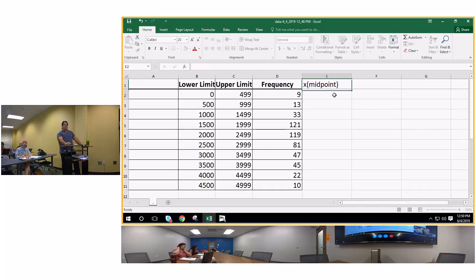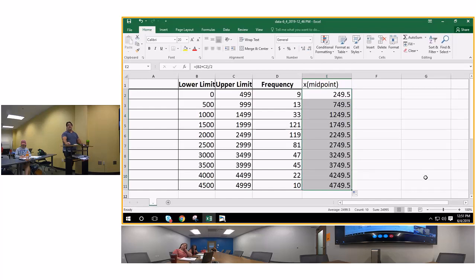All right, so I need to find the midpoint of this class right here, 0 to 499. So what am I going to do? How do you find the mid-range or the midpoint? You take the lower class limit and add it to the upper class limit, and divide it by 2. And then you copy it down.